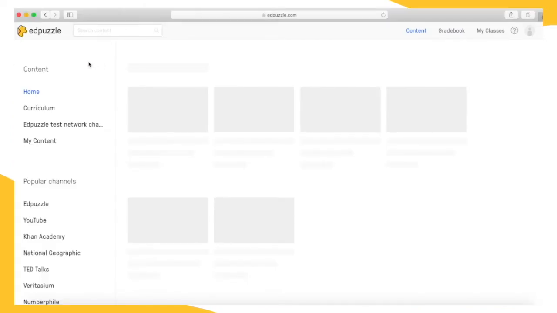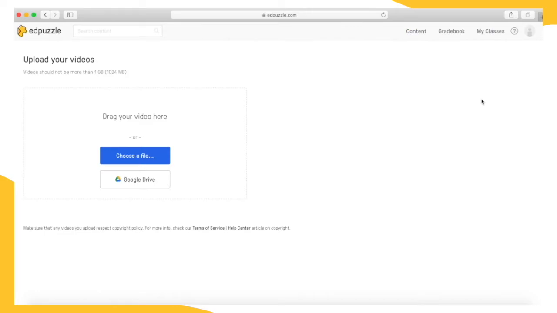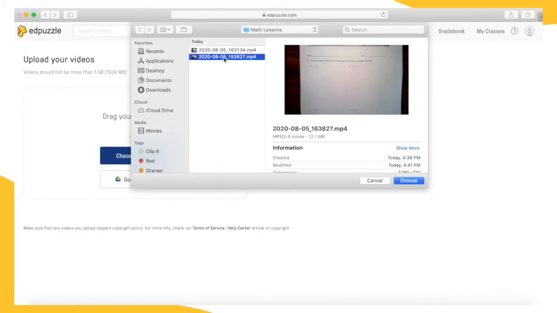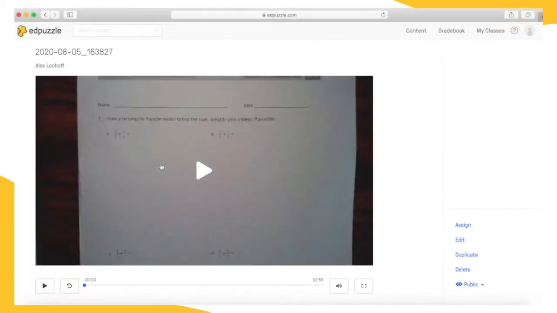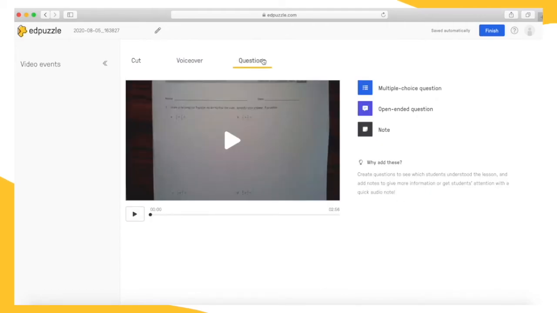To upload the video, I come to My Content, select Add Content, and click Upload a Video. Then I can select the video and get it started uploading to Edpuzzle. Once the video is uploaded and processed, I can get to work embedding questions into the video. All I need to do is embed a question at each point that I asked one during the recording.